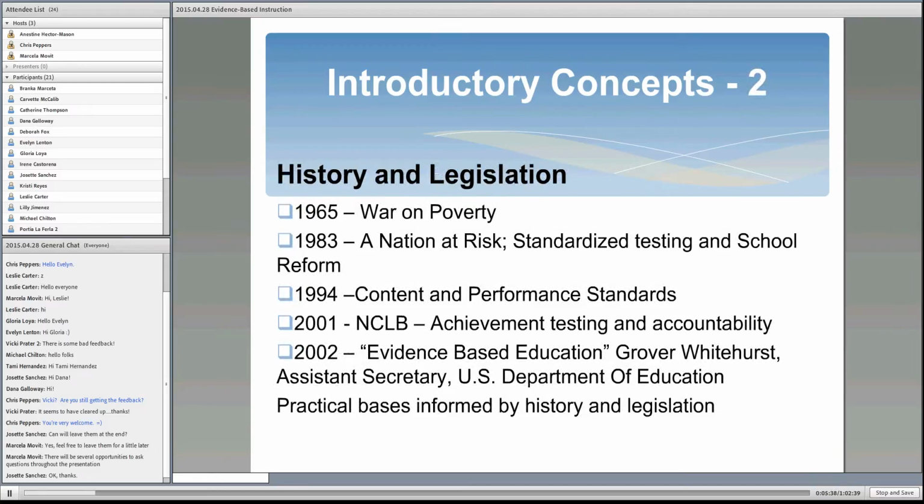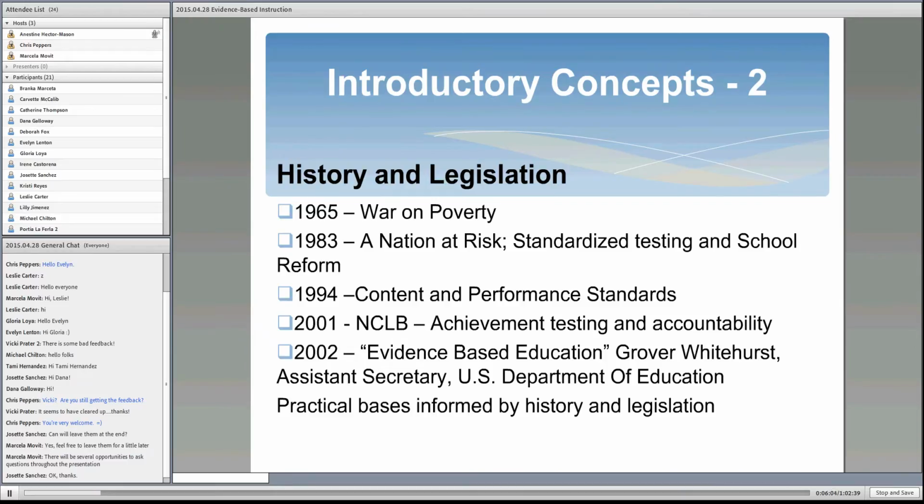So this is a brief summary of the history and legislation. I think for the most part, many of you might have to do some of your own searches, because there may not be enough time to cover much of this. But this is the sort of brief history that informed what we are calling today evidence-based instruction.